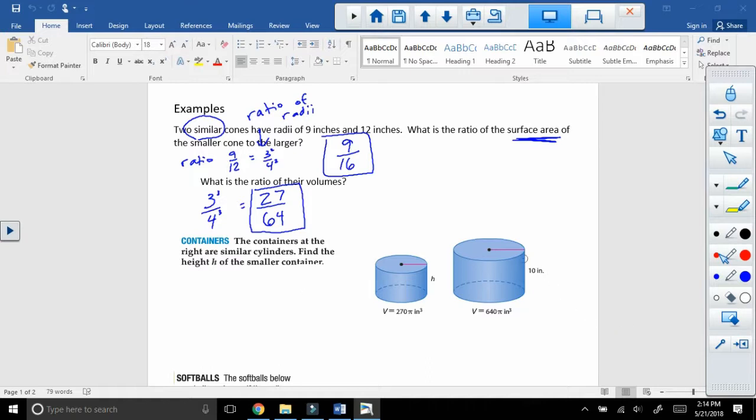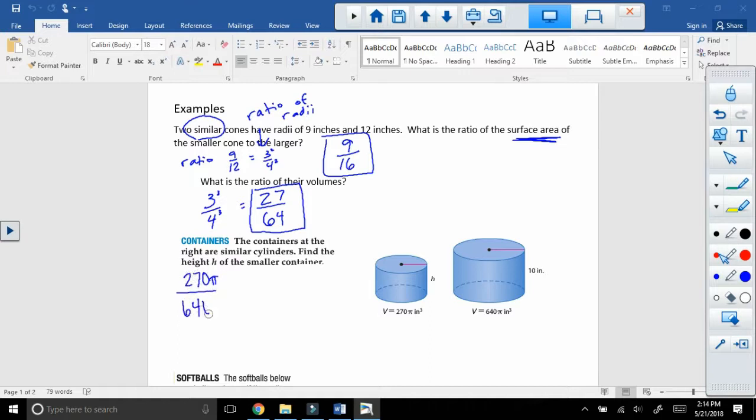They don't give you the radius here. I have had students that use the volume and the height to find the radius, and then they'll use the same type of thing here. I would not recommend that. Here's how I would do this one. They give you the volumes.